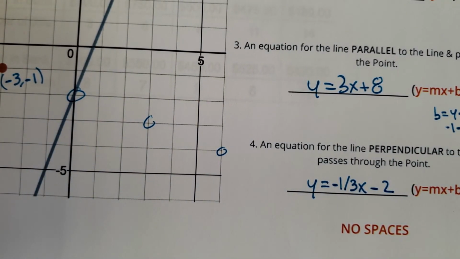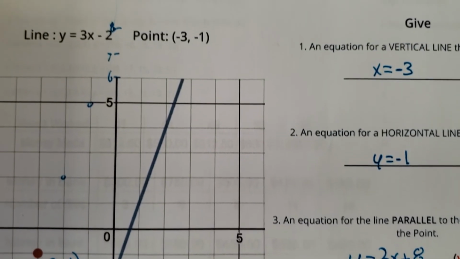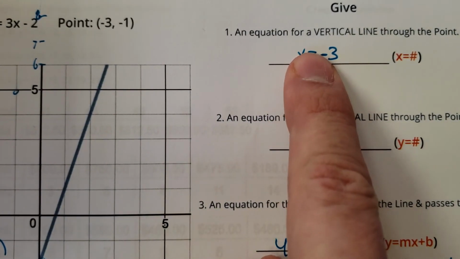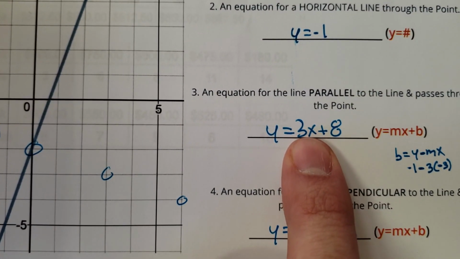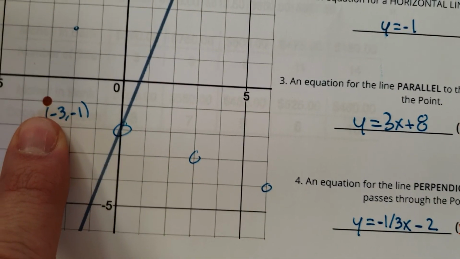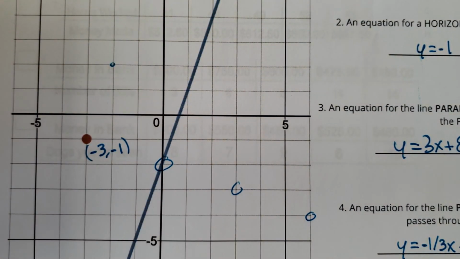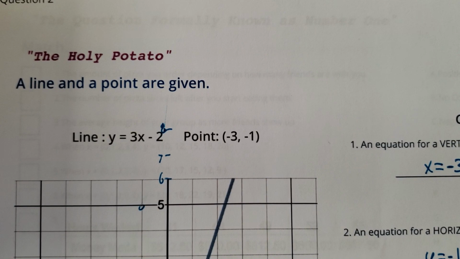Okay, so we've done all of these things individually, but I wanted to kind of throw all of them at you in one big swing. So you have to make a vertical line, you have to make a horizontal line, you have to make a parallel line, and you have to make a perpendicular line. So this point gets completely bombarded. Vertical line, horizontal line, parallel line, perpendicular line. Holy cow. So it's kind of a nice little medley there, and that's why it's kind of a lengthy problem. That's called the holy potato.